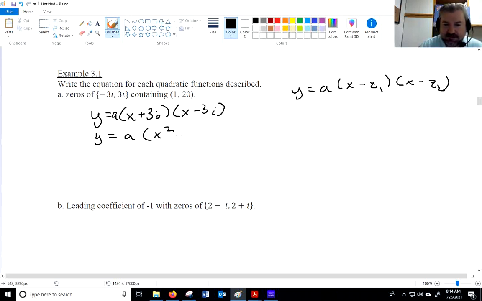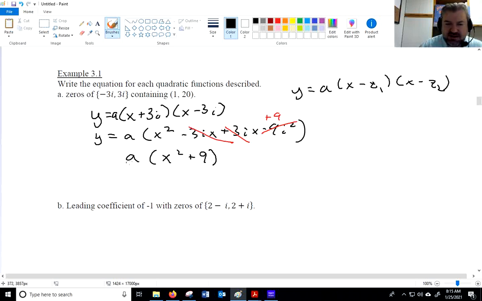x squared minus 3ix plus 3ix minus 9i squared. The i squared becomes a negative 1, making this a plus 9. And notice that these terms went away. After multiplying the two zeros, we should always get a quadratic function that does not have irrational or imaginary coefficients.